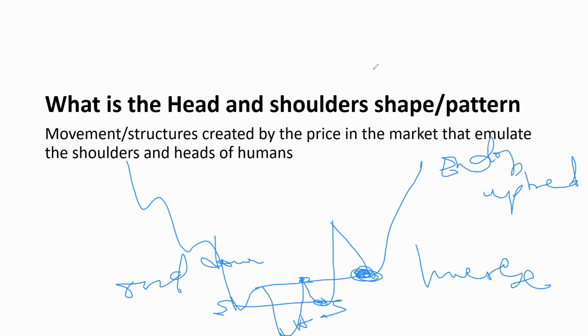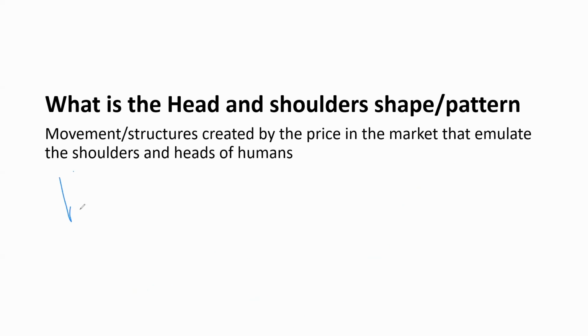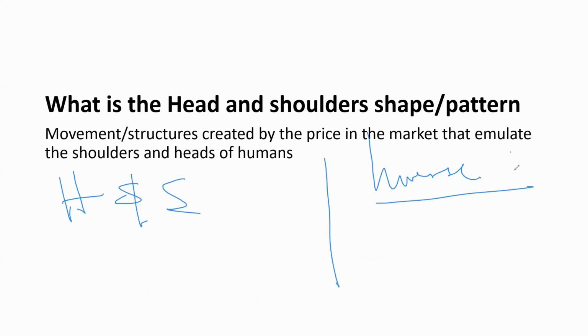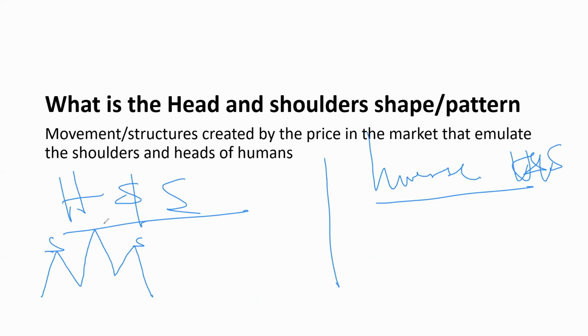Sorry, let me just write them properly. We have the straight head and shoulders. Let me just abbreviate them. And then we have the inverse head and shoulders. Are we together? Now this one symbolizes the head and shoulders which we first drew like this. This one making the shoulder, this is the head.